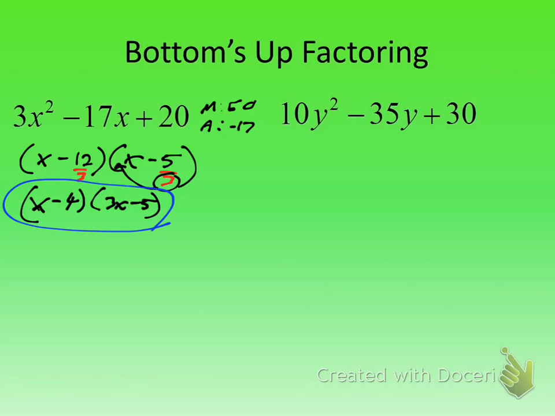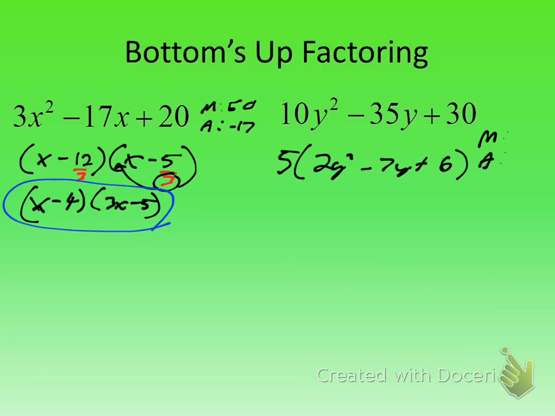All right, second one. GCF out of there is what? 5. Okay, which leaves you with a 2y squared minus 7y plus 6. There we go.